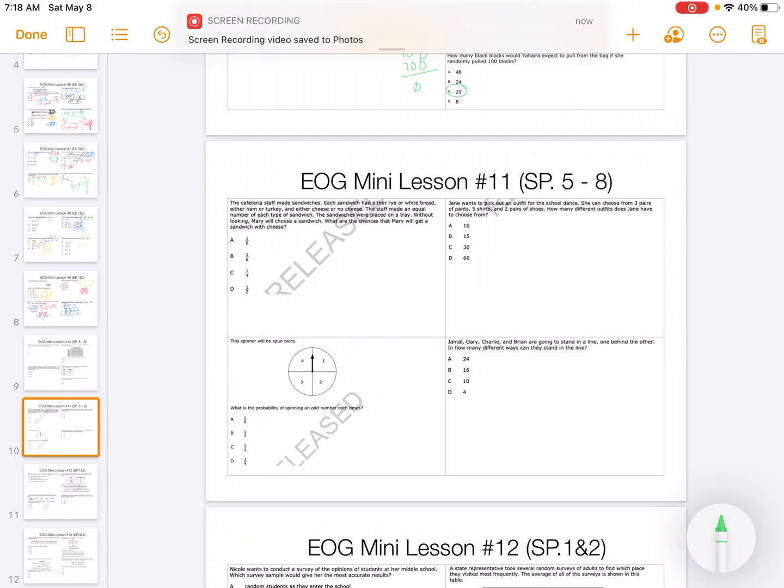All right, so we're on EOG Mini Lesson number 11. We're still doing probability, SP 5 through 8.